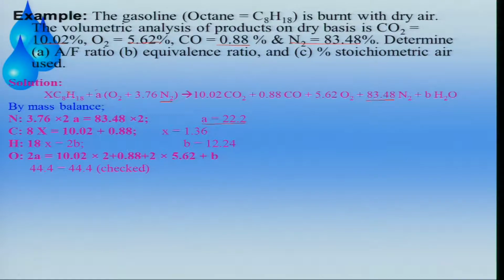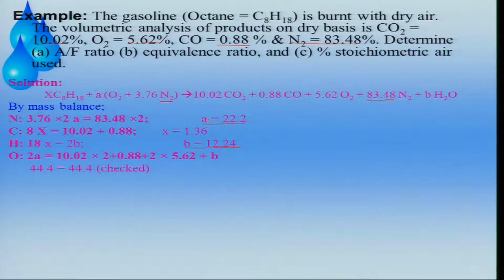Similarly for hydrogen, the left hand side is 18x, and on the right side it will be 2B from the water. So B will be 12.24. For oxygen, we have 2A on the left, and on the right from carbon dioxide it will be 10.02 into 2, plus 0.88 from the carbon monoxide, and of course the extra oxygen, 2 into 5.6, plus B from the water. Here it is not a stoichiometric mixture, because carbon monoxide and extra oxygen are both there.